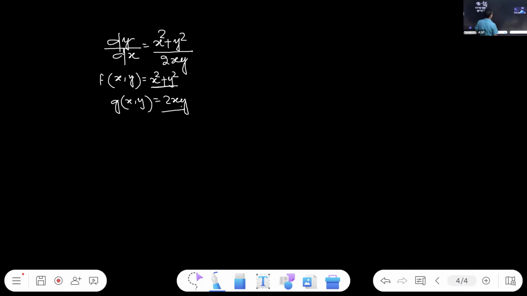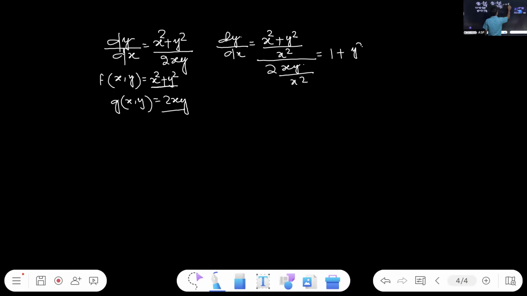To solve this equation, we have to divide both numerator and denominator of the right hand side by x square. So the equation will be dy upon dx is equal to x square plus y square upon x square divided by 2xy upon x square. This is equal to 1 plus y square upon x square all over 2 into y upon x. Right?